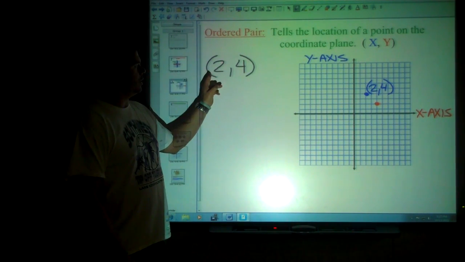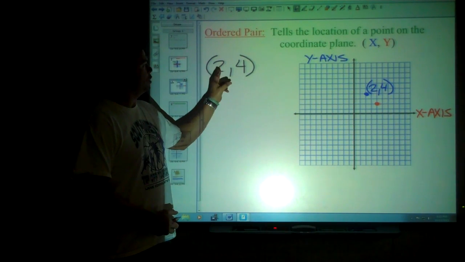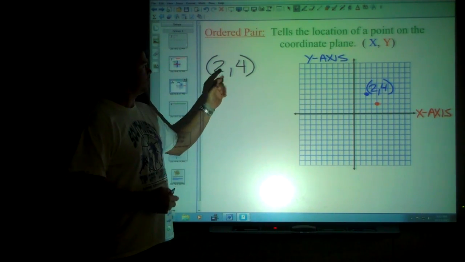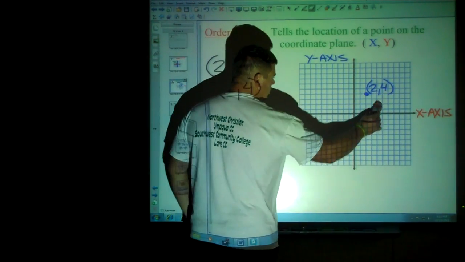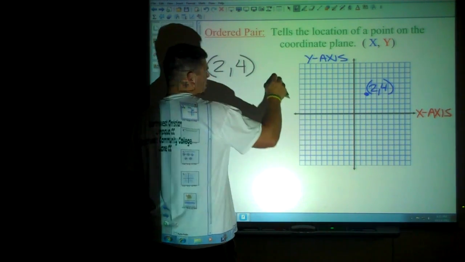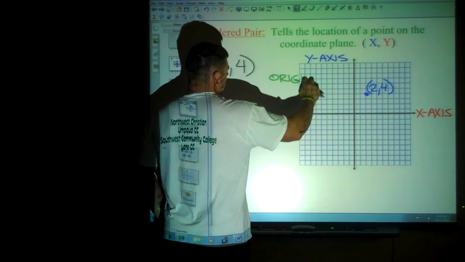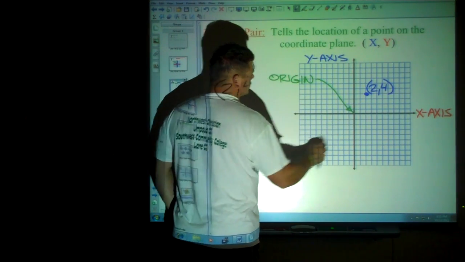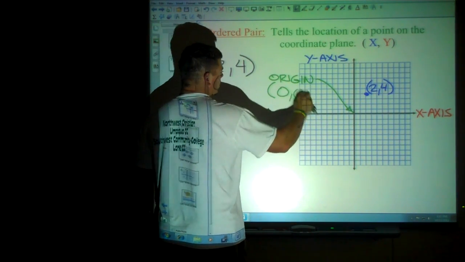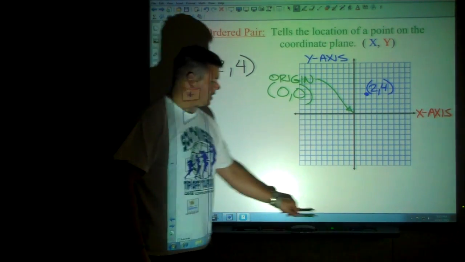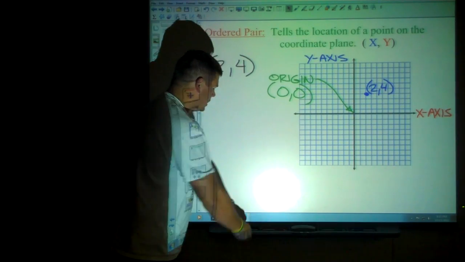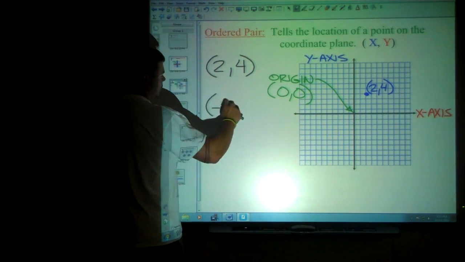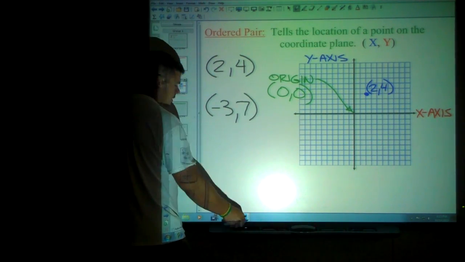You always start at 0, 0, which we call the origin, and you move to the right or left depending on the first number. Then you move up or down according to the second number. So again, the origin is where we start, and it is always the coordinate 0, 0, because it is 0 for both the x-axis and the y-axis. Take a look at another one now, negative 3, comma 7.